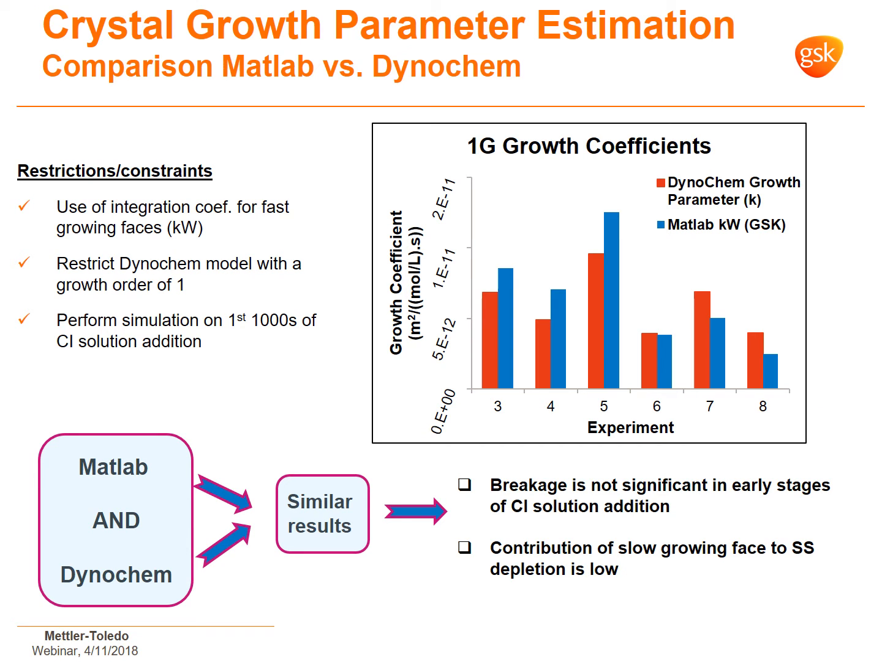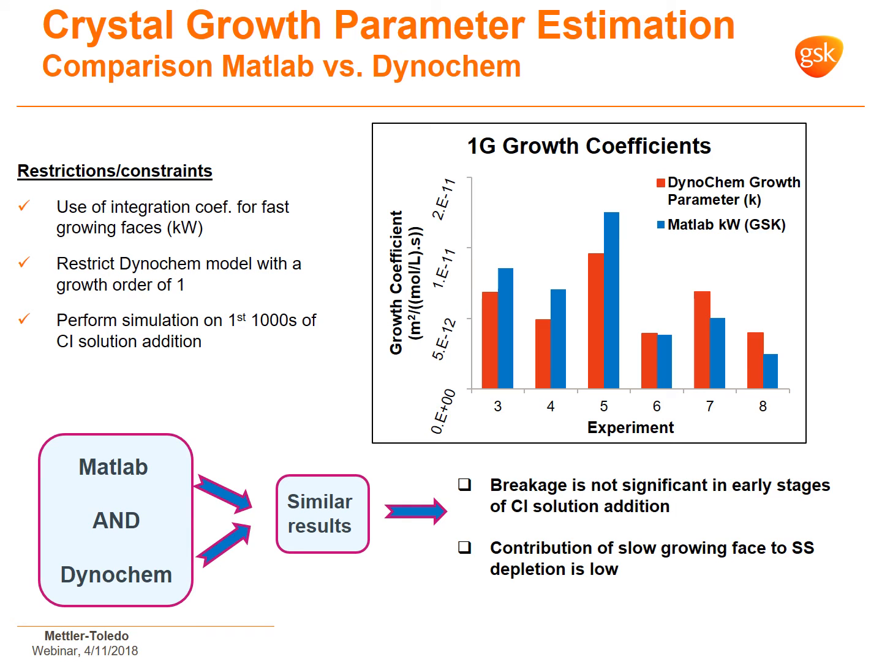As you can see, we found actually a similar value between the Dynochem growth model and the KW, which is the fast growing, essentially the higher value of K from our MATLAB algorithm. And so what this says is that in early stages, the breakage is not significant. I'll get to that later. But also the contribution of the slow growing phases to the supersaturation depletion is low.